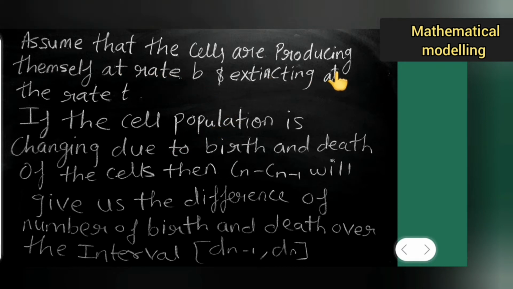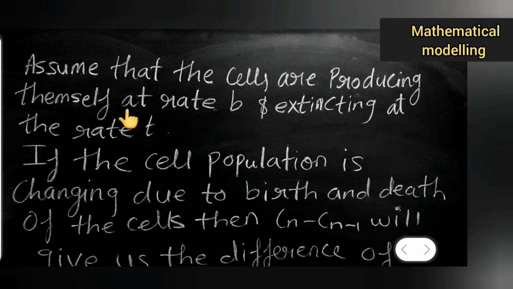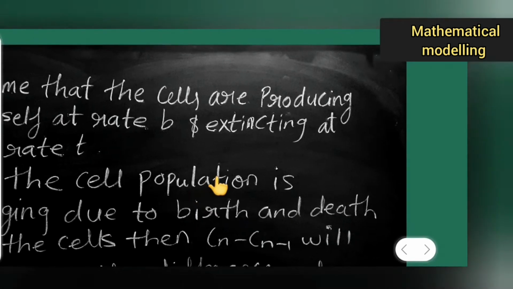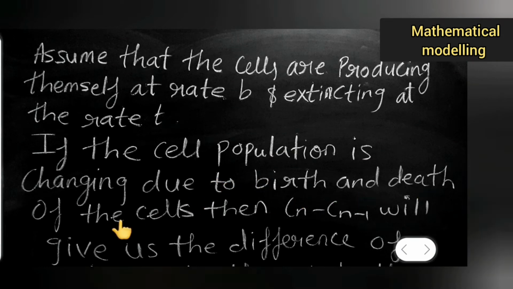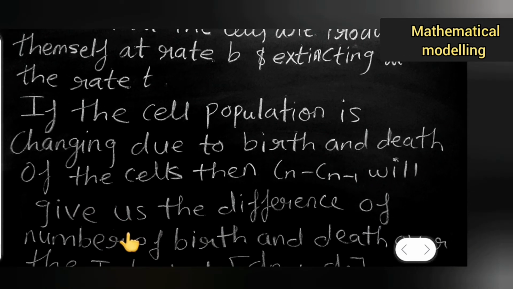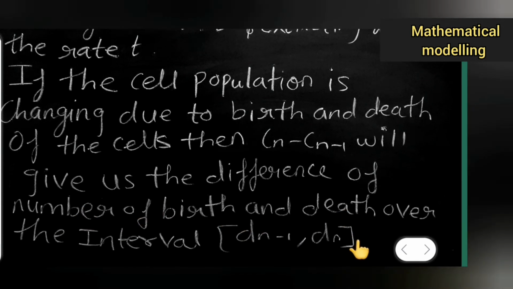Now assume that cells are producing themselves at rate B and becoming extinct at rate D. If the cell population is changing due to birth and death of the cells, then Cn minus 1 will give us the difference of the number of births and deaths over the interval dn minus 1 comma dn.